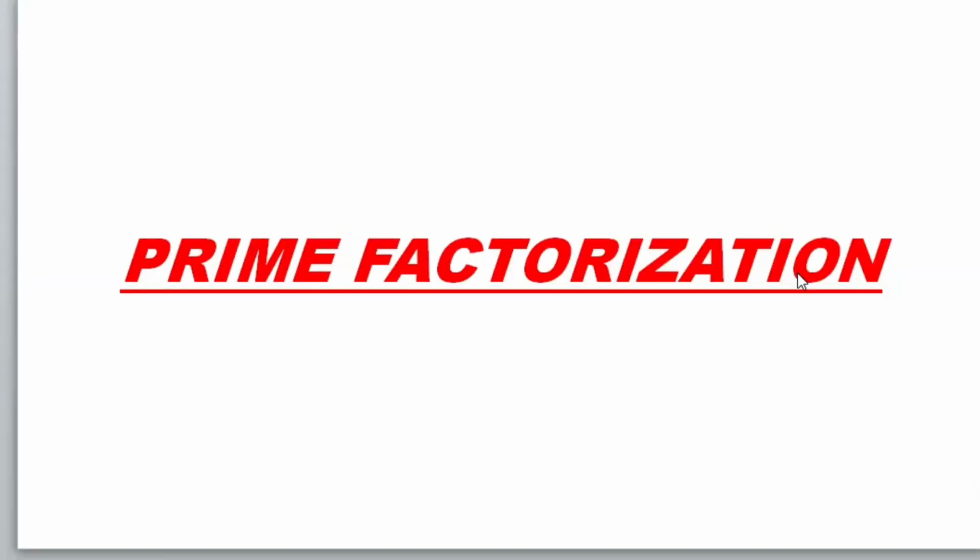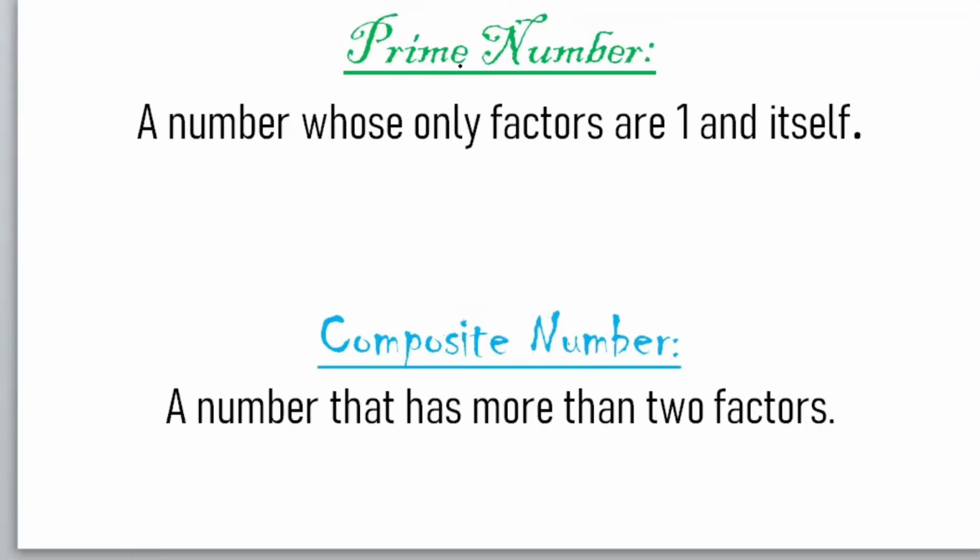Today we are going to learn about prime factorization. So let's get started. As we are learning prime factorization, two things are important for us to know before going to it. First is the prime number. We have to know what a prime number is. A prime number is a number whose only factors are 1 and itself.